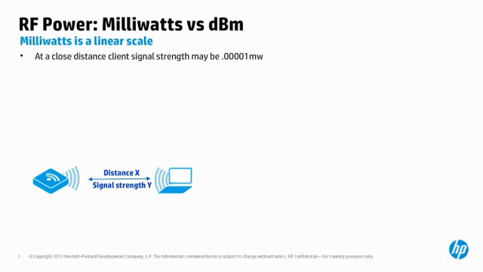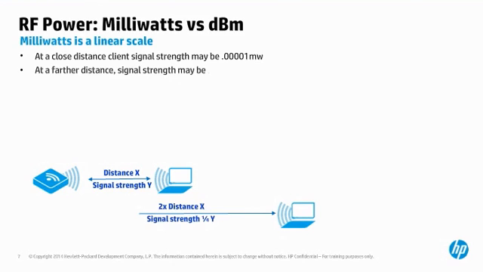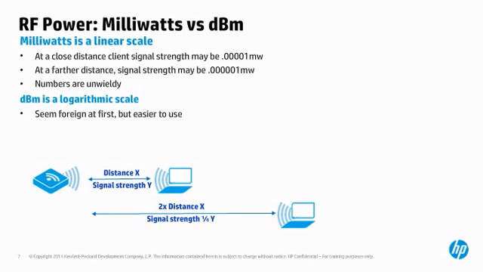At a close distance, the client signal strength might be 0.00001 milliwatts. At some farther distance, the signal strength could be 0.0000001 milliwatts. The numbers can get pretty cumbersome. Meanwhile, dBm is a logarithmic scale used to measure a logarithmic phenomenon. dBm may seem foreign at first, but it is easier to use. That's why WLAN engineers use dBm.